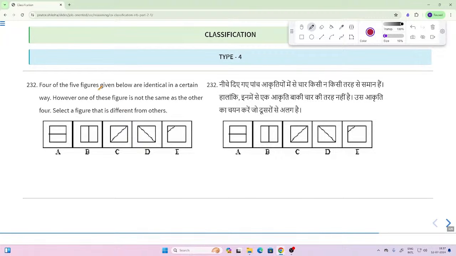4 of the 5 figures given below are identical in a certain way. However, one is not the same as the other 4. Select the figure which is different.